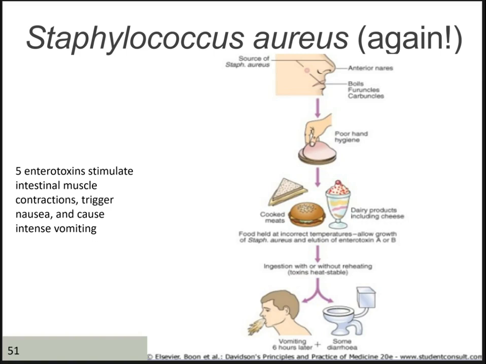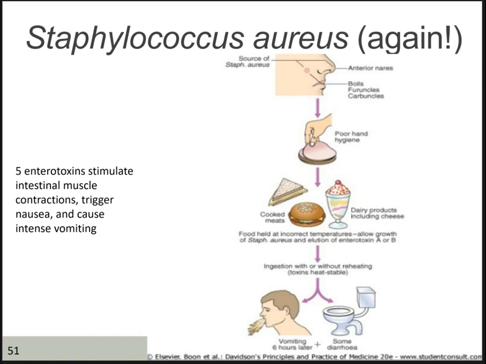Now, we've talked about Staph aureus infections on the skin, and we've also talked about Staph aureus infections in other parts of the body. Staph aureus can also cause diarrhea. The interesting thing about this is that it's not the actively replicating bacteria that causes diarrhea, it's actually the toxin production. So what happens is Staph aureus is able to grow on some sort of food that has been stored improperly. Typically, it's food that was left out at room temperature that should have been put in the refrigerator.